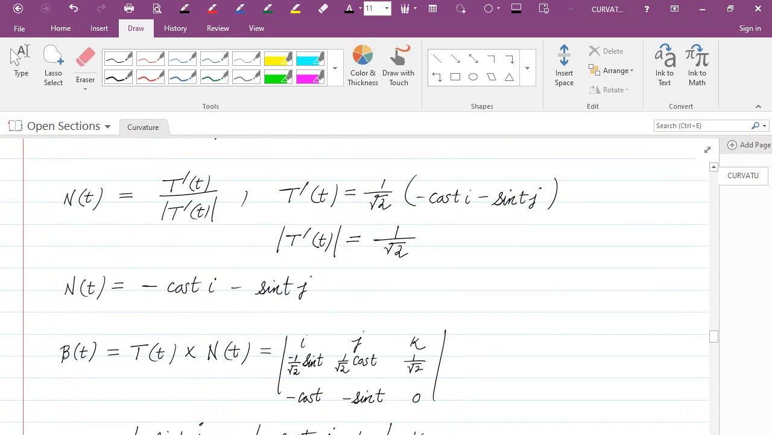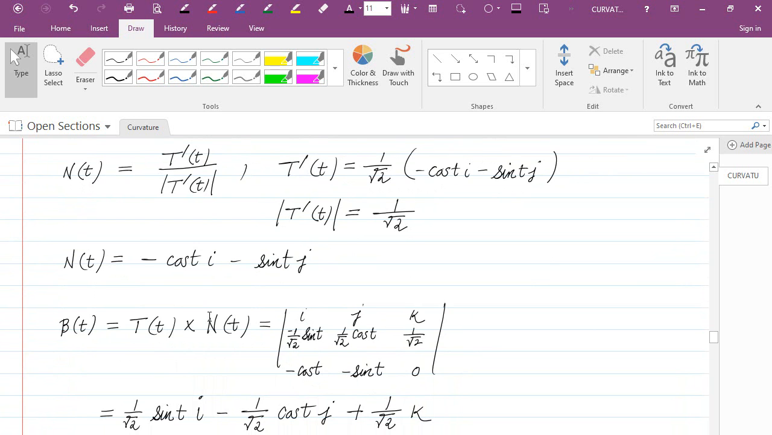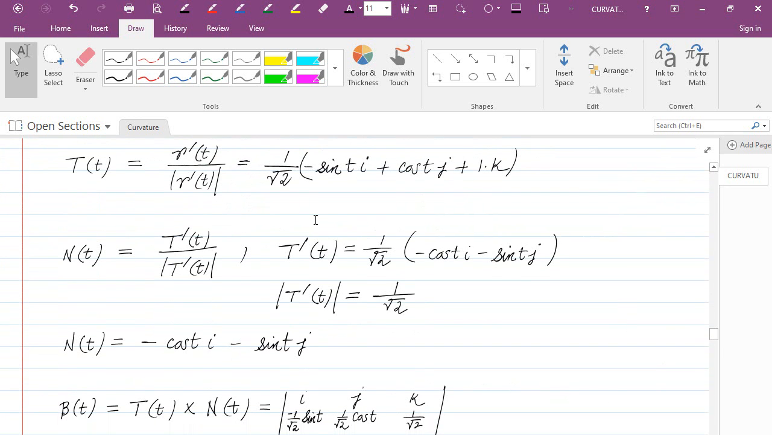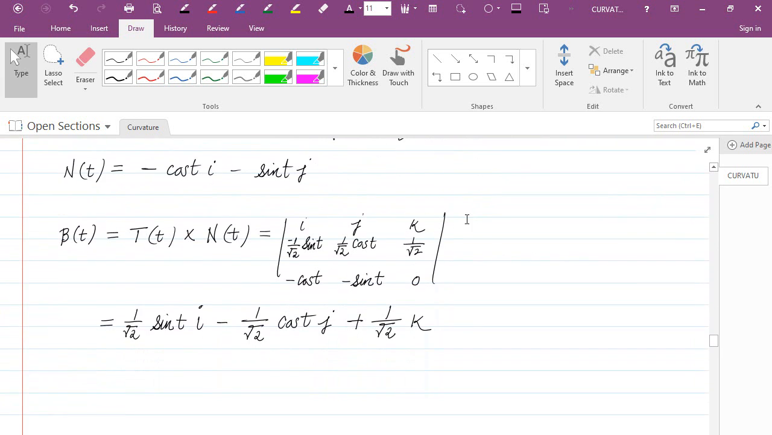Finally, the binormal vector B of t would be T of t cross product with N of t. So N of t is negative cosine t, negative sine t, and 0. And then T of t was 1 over root 2 negative sine t, 1 over root 2 cosine t, and 1 over root 2 times 1. So the first row are the components of T of t. The second row are the components of capital N of t.